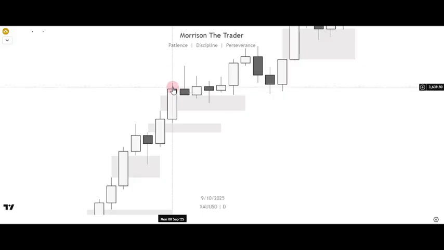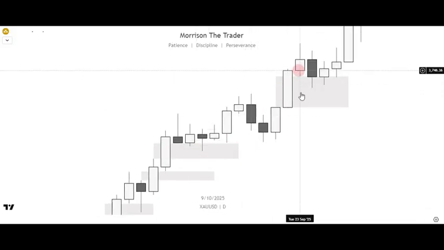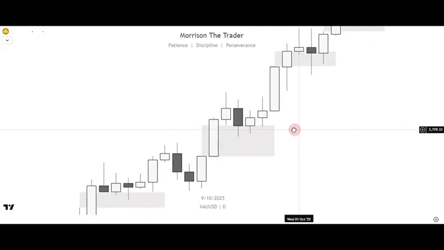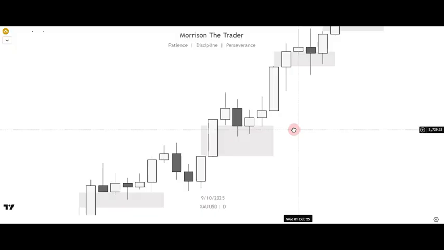This fair value gap right here, when price traded back into it, it did what? Moved higher. We have another fair value gap here, which I didn't mark too, right? From this candle's high to this candle's low right here, there is a fair value gap. When price came back into it, it did what? It moved higher. So what I'm trying to tell you is that a fair value gap can act as a support or a resistance to price.